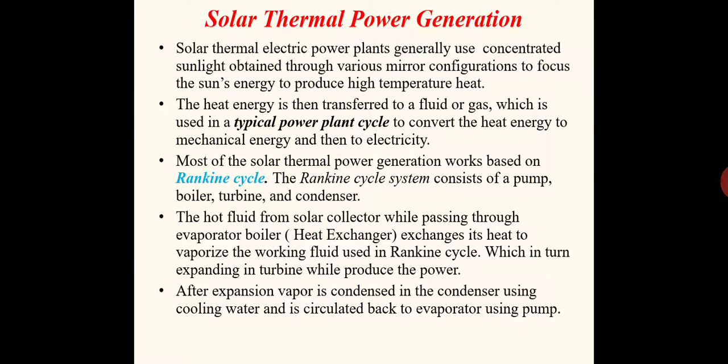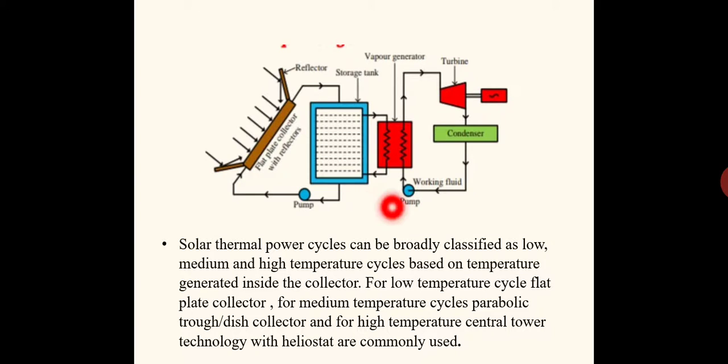Coming to the solar thermal power generation, solar thermal electric power plants generally use concentrated sunlight obtained through various mirror configurations to focus the sun's energy to produce high temperature heat. See, different types of solar collectors are used to concentrate the solar energy, so that high temperature working fluid is produced within the solar collector. Here we will have the high temperature working fluid produced, and that fluid is passed through or stored in a separate storage tank.